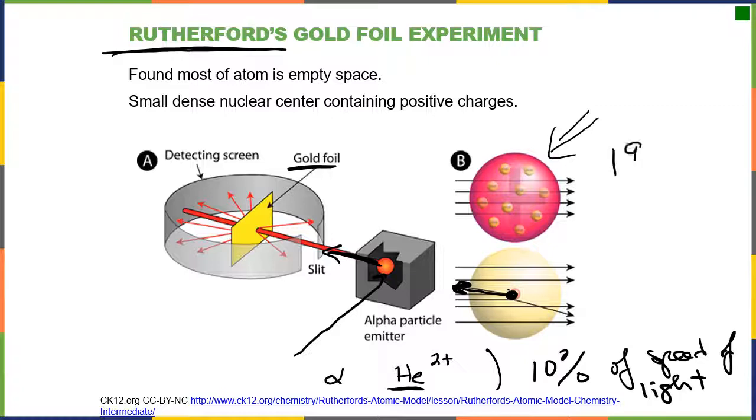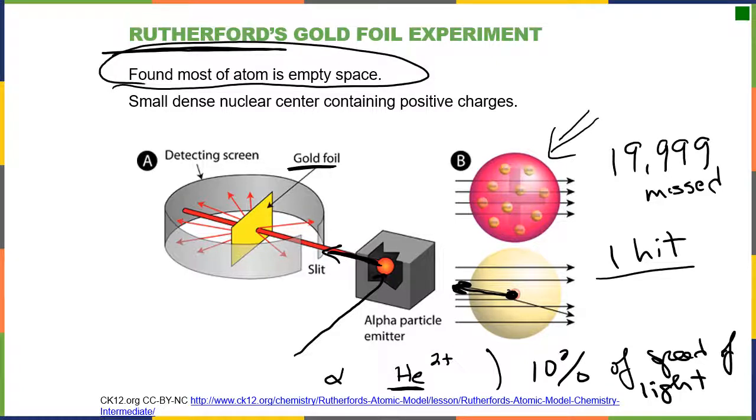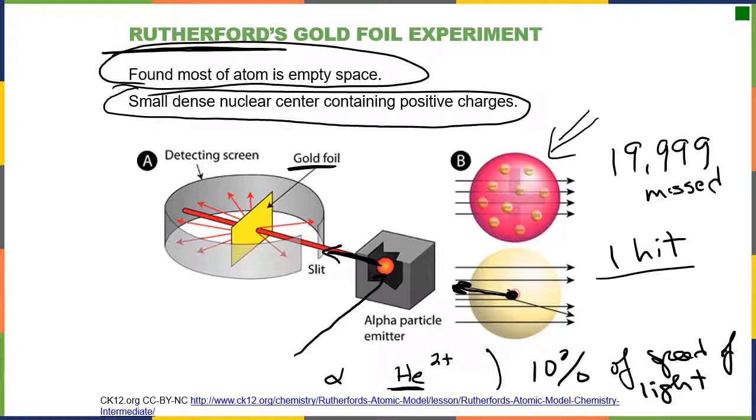So let's say 19,999 missed or were slightly deflected and one hit it and bounced back. Whatever this thing hit had to be very, very, very small. And he said, okay, most of the atom has to be empty space, and all of that positive stuff has to be in a small, dense center, which he called the nucleus.